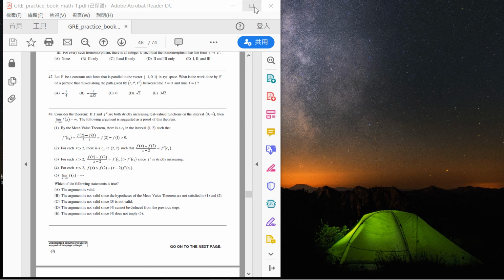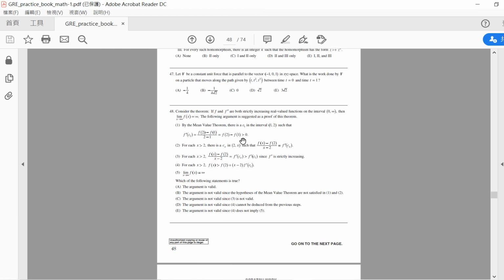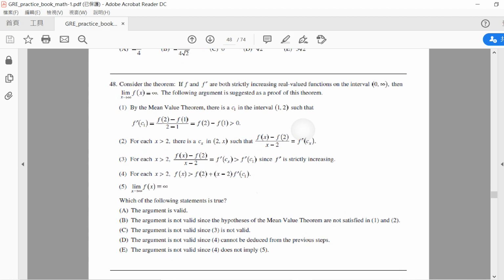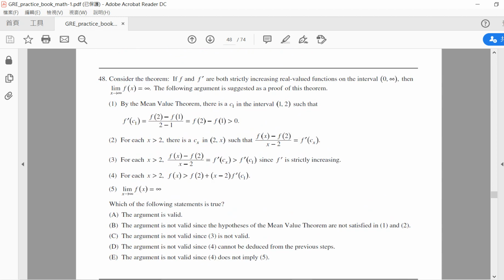This is a tricky problem because it's seldom that somebody gives you a proof, and then the GRE asks whether this proof is valid. So basically you have two pieces of information: f and f prime are strictly increasing real-valued functions. They want to prove that when x goes to infinity, then f of x will go to infinity. By the mean value theorem, the first step, there's a C1.